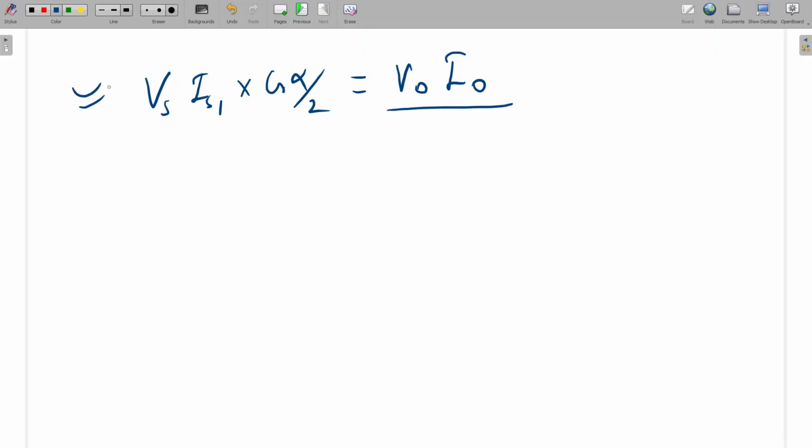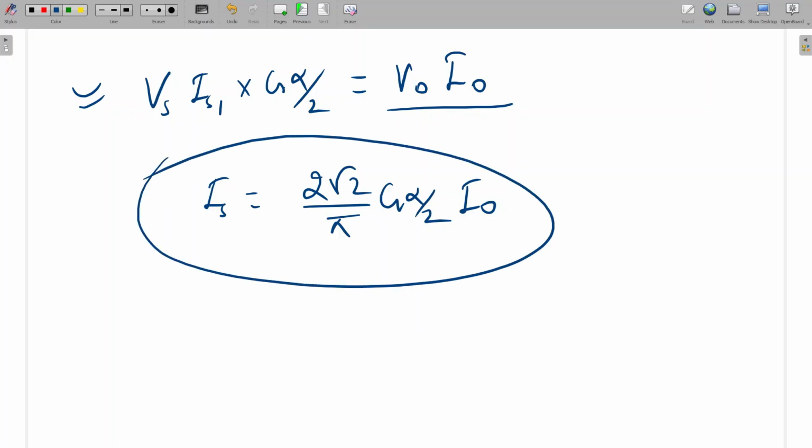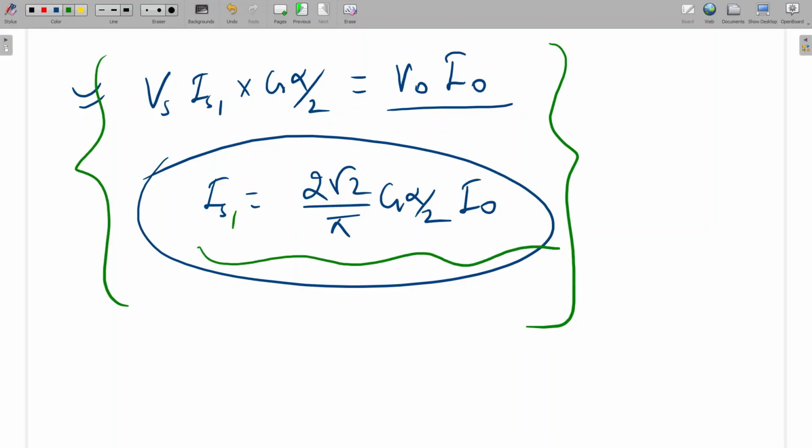So from here also, if you derive the Is1 value, Is1 will come as 2 root 2 upon pi into cos alpha by 2 into I naught. Like I have done the power balance in the first class, you can apply this one, and the final value we will get: Is1, the fundamental, will be 2 root 2 upon pi into cos alpha by 2 into I naught. Is it clear? You can derive this yourself. Otherwise, if you tell me, I will derive this. It's just power balance: input power should be equal to output power. Is it clear? Yes, sir.